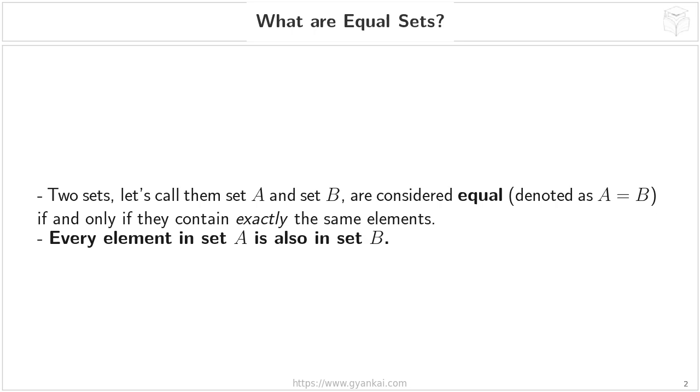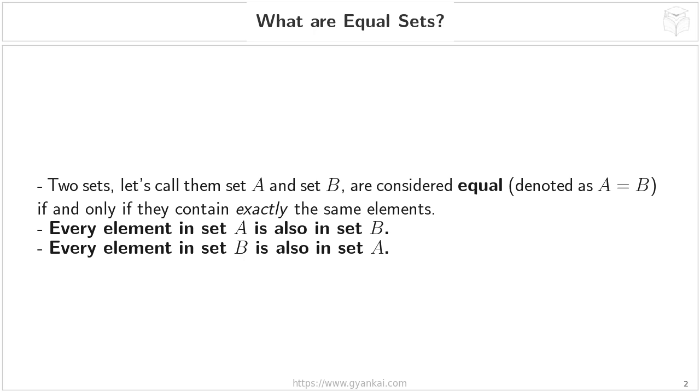Let's break down what exactly the same elements means. First, every element in set A must also be in set B. Think of it like this. If you find anything inside set A, you must also find it inside set B. And crucially, it works the other way around too. Every element in set B must also be in set A. We need to check both directions to be absolutely sure. If there's even one element in A that isn't in B, or vice versa, the sets are not equal.